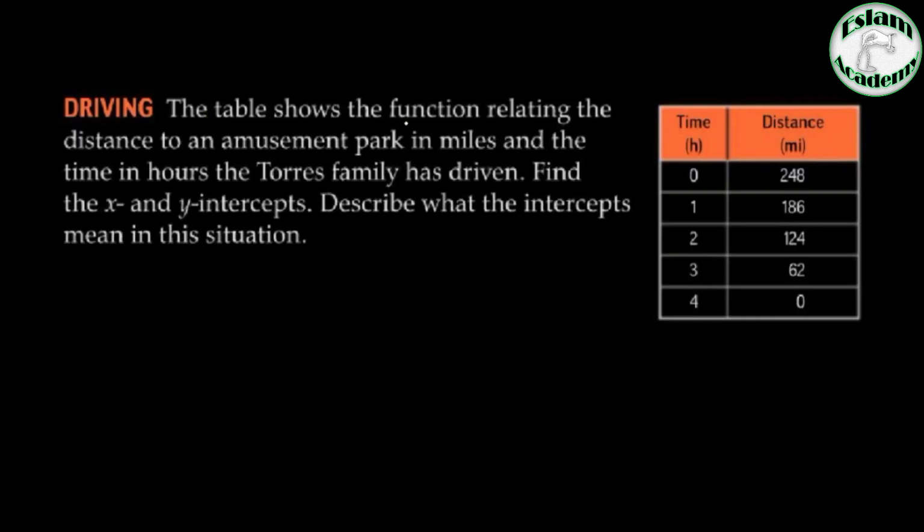In this problem, the table shows the function relating the distance to an amusement park in miles and the time in hours that the family has driven. Find the x-intercept and y-intercept. Describe the meaning of the x-intercept and y-intercept. As we said before, to find the x-intercept, find the value of x when y equals 0. y equals 0 at 4 hours, so the x-intercept is equal to 4. Now we need to find the y-intercept. It means the value of y when x equals 0. x equals 0 at 248 miles.